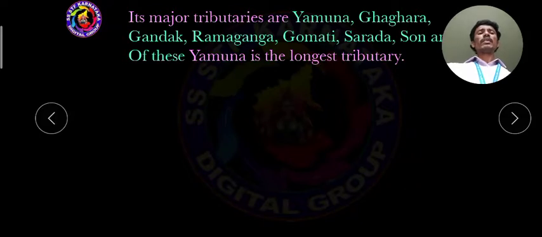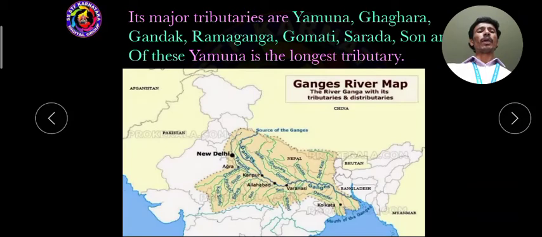Then its major tributaries are, which major tributaries? The Ganga River major tributaries. Look at here, main Yamuna, Gagra, Gandak, Ramaganga, Gomati, Sharada, Son. So these all main we should consider, but Yamuna is the longest tributary of Ganga River. So these are the major tributaries.